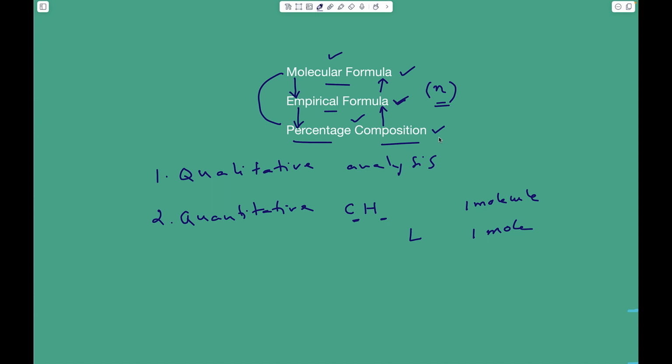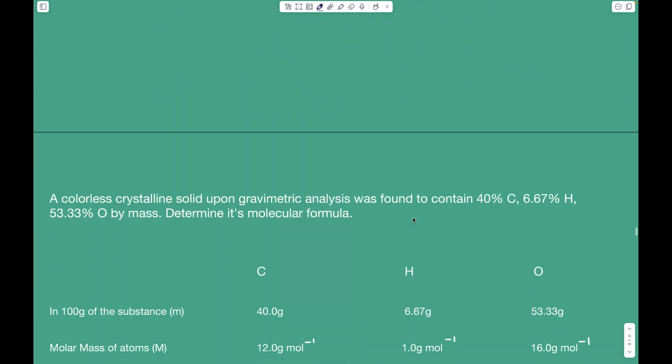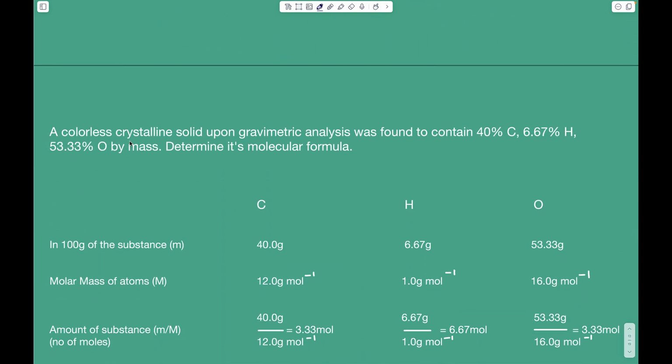So you have to first find out its percentage composition, and from the percentage composition we can figure out its empirical formula. Let us understand this with the help of an example. Say we have a colorless crystalline solid. We do not know what it is, so we do not know its molecular formula. Actually, that's what we have to figure out. Upon quantitative analysis, it was found that it contains 40% of carbon, so much hydrogen, and so much of oxygen.